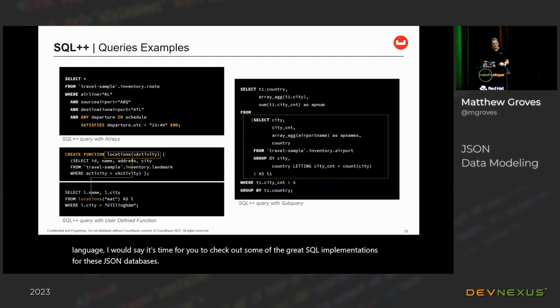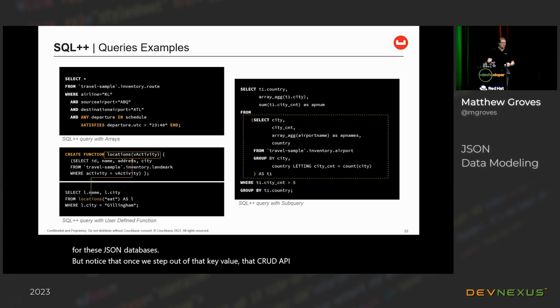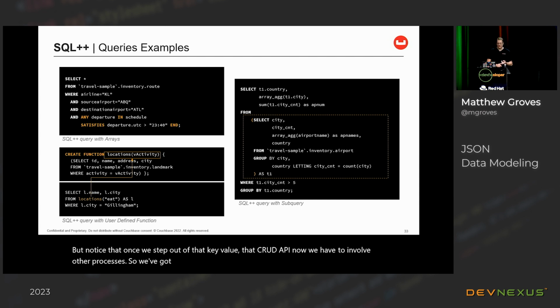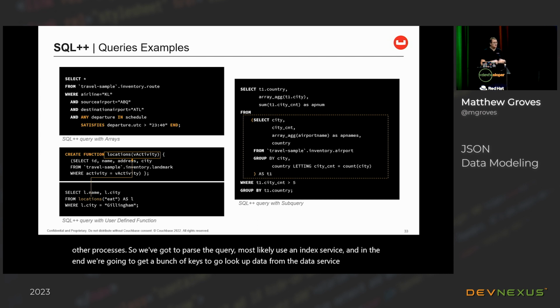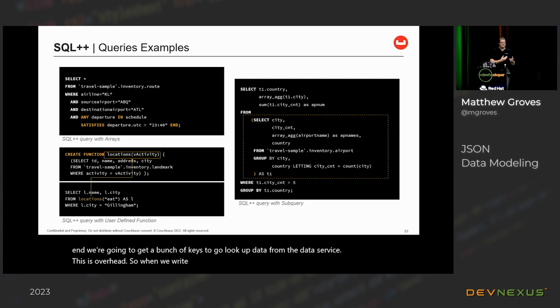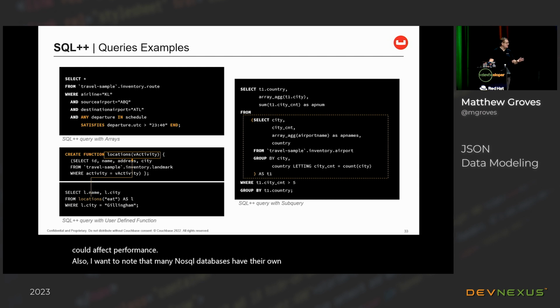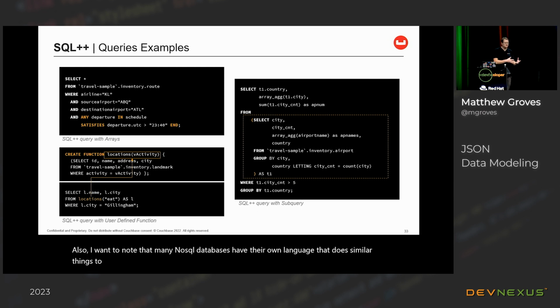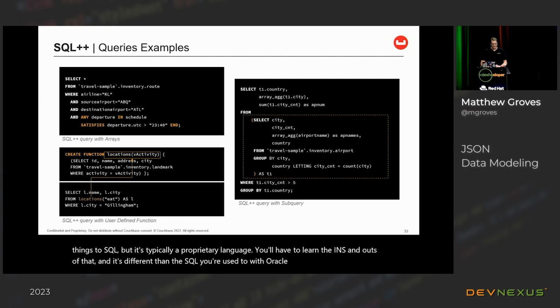But notice that once we step out of that key value, that CRUD API, now we have to involve other processes. We've got to parse the query, most likely use an index service, and in the end, we're going to get a bunch of keys to go look up data from the data service. This is overhead. So when we write a SQL query, we have to add some overhead to it, and this could affect performance. Also, I want to note that many NoSQL databases have their own language that does similar things to SQL, but it's typically a proprietary language. You'll have to learn the ins and outs of that, and it's different than the SQL you're used to with Oracle and Postgres, et cetera.